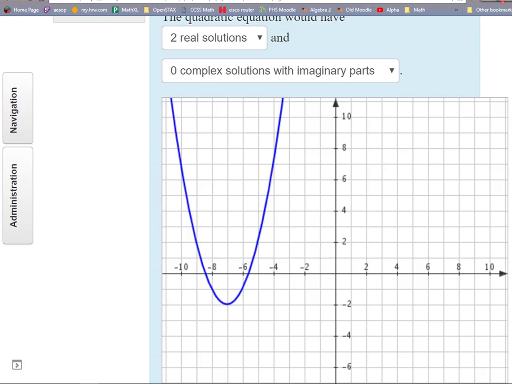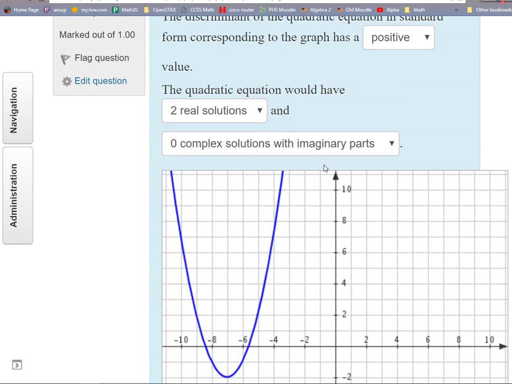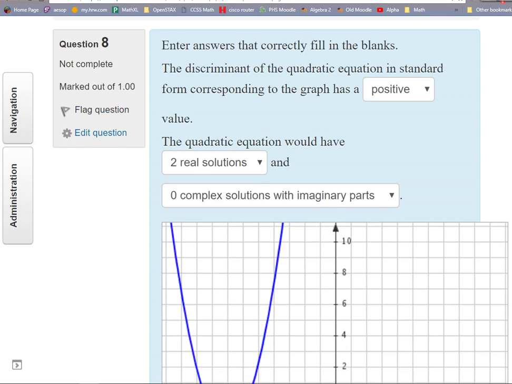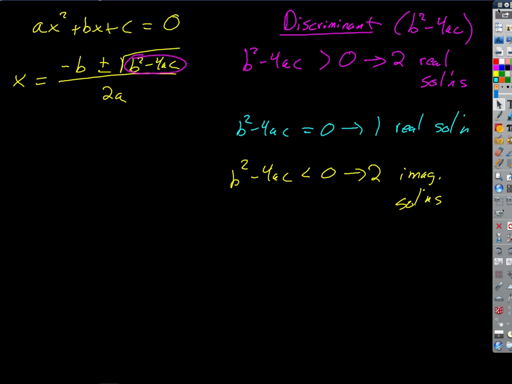That one crosses the x-axis in 2 places, so it has 2 x-intercepts. 2 x-intercepts means 2 real solutions, right? So we know this one has to have 2 reals, which means it has 0 imaginaries. It can only have 2 at the most, right? And so if it's got 2 real solutions, think back to what that means for the discriminant, the part under the radical. It has to be positive to get two real solutions, okay?